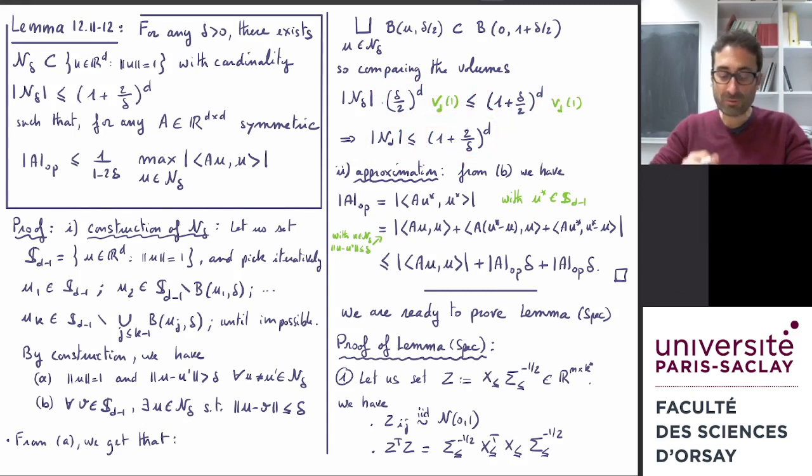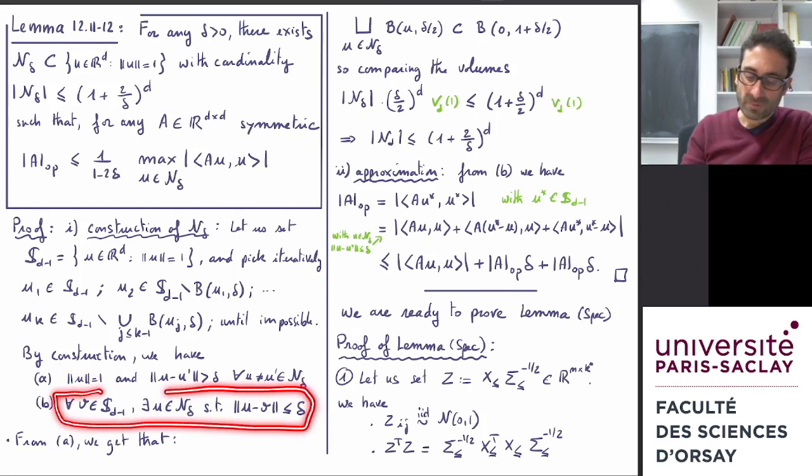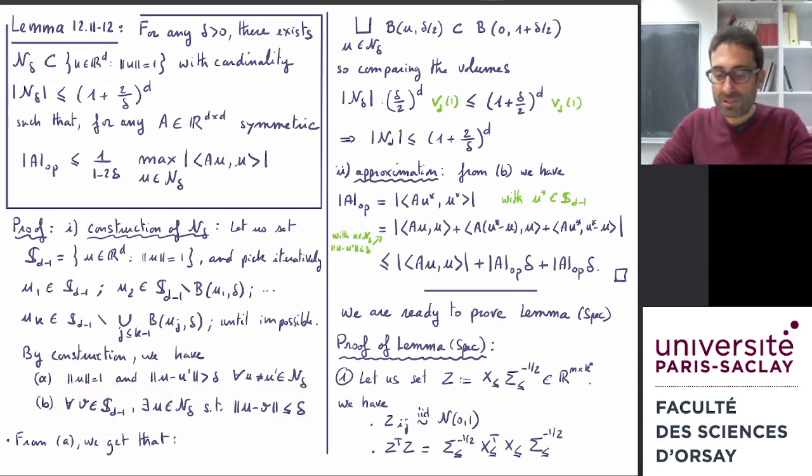All right, so what we have proved so far is that we have a set which has a cardinality upper bounded by this quantity, and which satisfies these properties. This set is included in the sphere, and for any point in the sphere, you can find a point in your set which is at most delta away from your point. So now we'll use this in order to do some approximation of the operator norm.